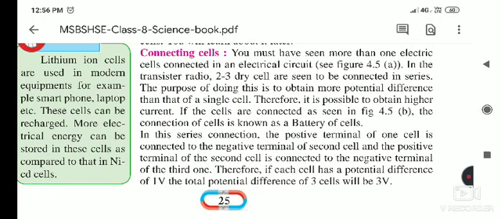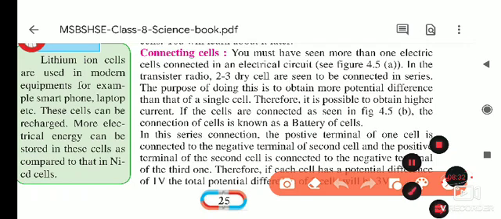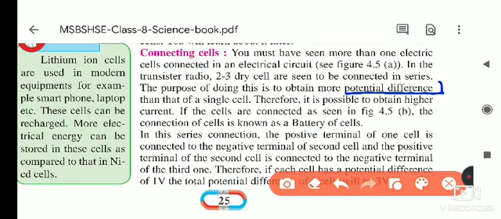Now, connected in series. The purpose of doing this is to obtain more potential difference. Why are we doing this? To get more potential difference than a single cell. If the potential difference increases, the flow of current will increase. Therefore, it is possible to obtain higher current.